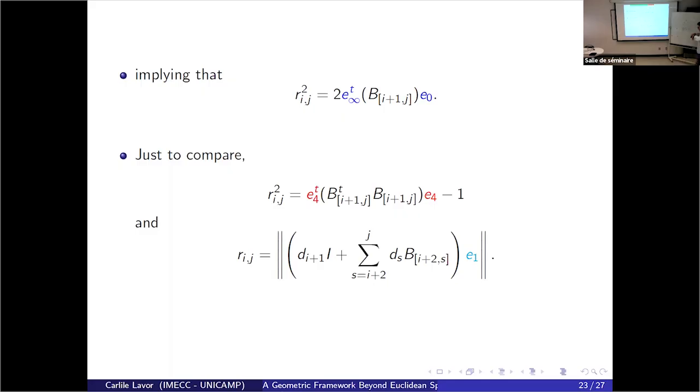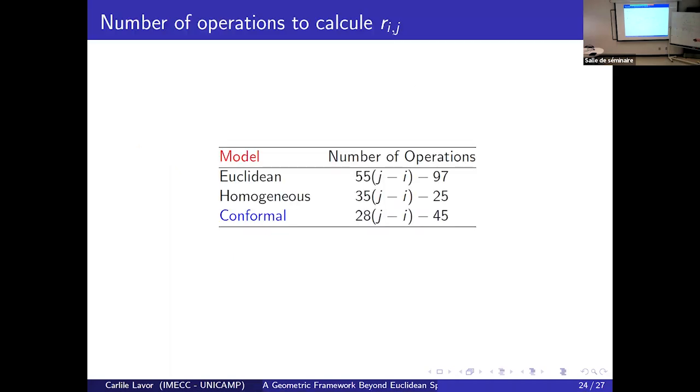So you can say, okay, everything is beautiful, it's nice, but you mentioned in the beginning that the idea to increase one more dimension is to calculate Euclidean distance in a more efficient way. So the next step is to calculate all of the additions and multiplications involving this expression. And fortunately, this is the cost of calculating the Euclidean distance between I and J. If we use the conformal model, that is better than the homogeneous, that is better than the Euclidean. Of course, it's not fantastic, but it's an improvement.